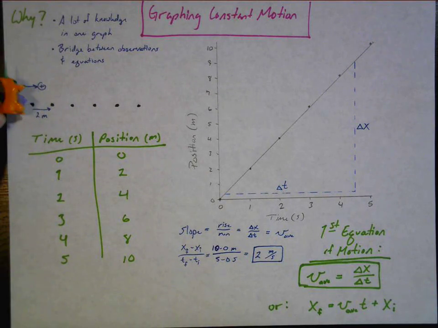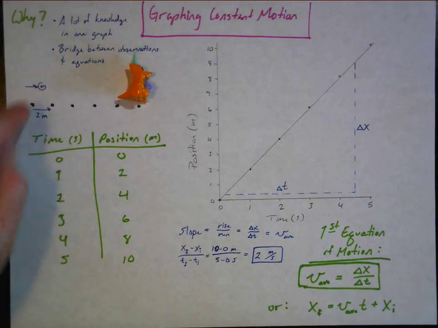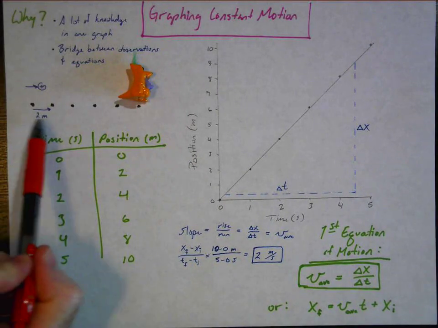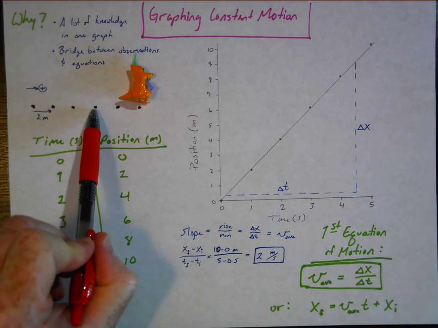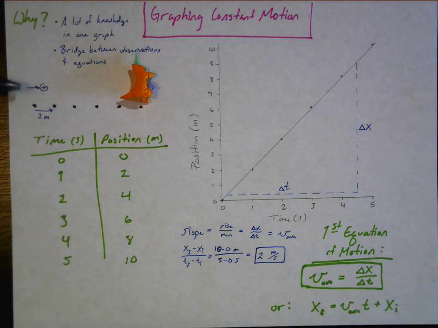So our situation is Mrs. Kangaroo is moving, and we're tracking her position every second. She's on each dot 1 second by 1 second, and she's traveling 2 meters each time. You can see the consistent spacing between the dots, and she's traveling in the positive direction indicated by our coordinate system that we've drawn, and that's really for our convenience.